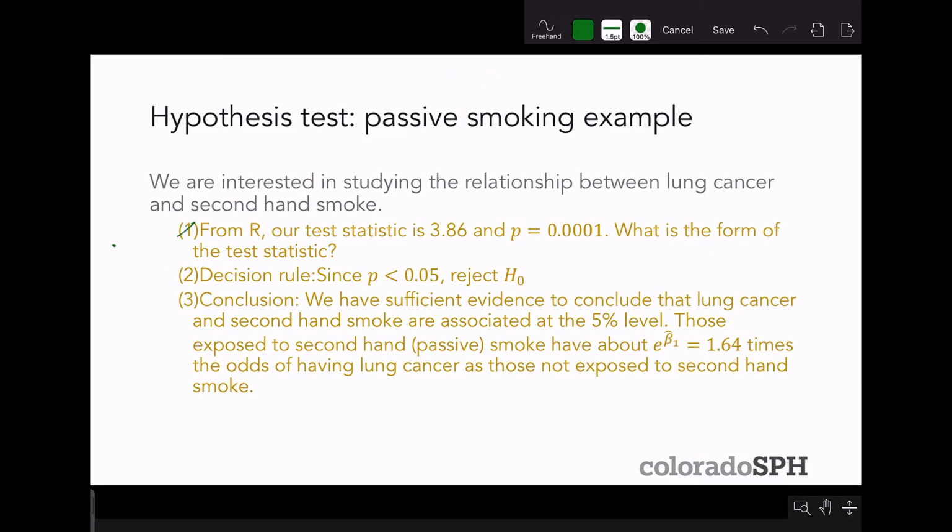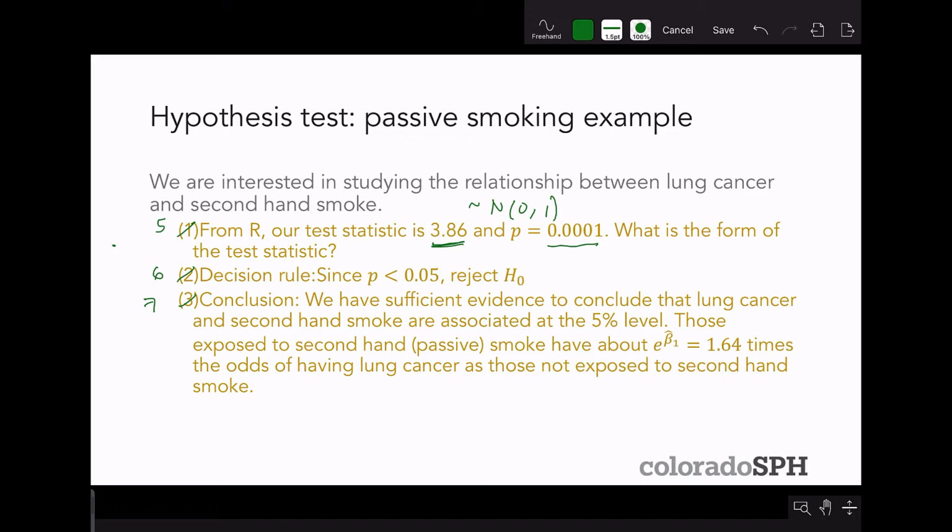These should be steps 5, 6, and 7 of your hypothesis test. In step 5, we calculate the test statistic, which is 3.86, with a p-value of 0.001. So what's the form of the test statistic? I'm just going to tell you right now that it has a normal 0, 1 distribution under the null hypothesis, and I'm going to show you why I know that in the next couple slides.